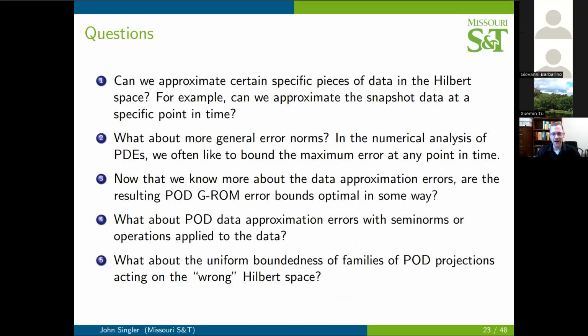I want to talk about 5 questions. Let's see how far I can go. All right. So first question. We talked about approximating the data that we started with. What else can we approximate? In particular, all of those data approximation errors are sums of squares or time integral errors. But can we approximate, for example, the data at a specific point in time or other data?